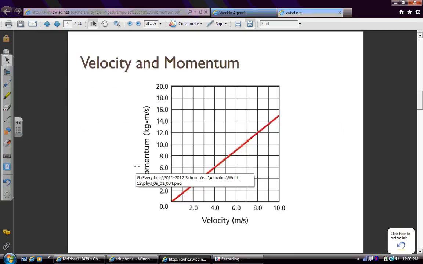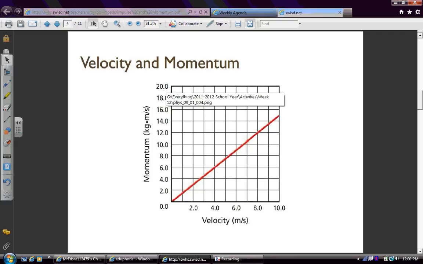Okay, this graph here shows you the velocity and momentum, how they can be plotted with each other. So here you have the momentum of an object based on its velocity. You'll see that it's a linear relationship between the two. So as velocity increases, momentum increases, and that's really the key to this graph.